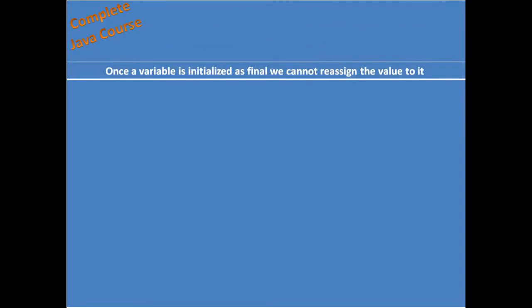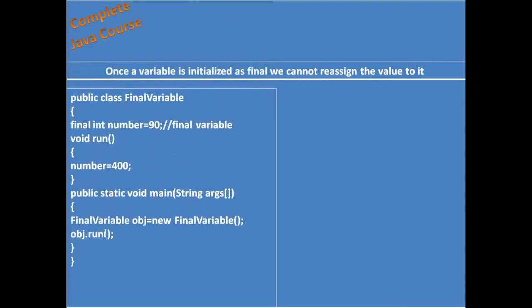Once a variable is initialized as final, we cannot reassign a value to it. So let me show you an example. Here we define a class FinalVariable, and in that class we define a final property, final int number, and we initialize it with the value 90. And we create a run method. In the run method, we are initializing the number again with 400.